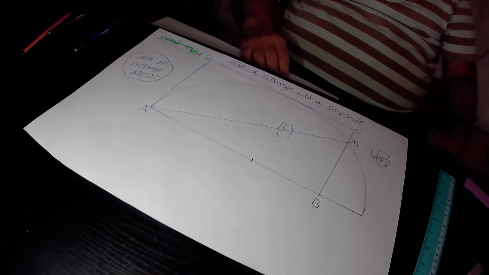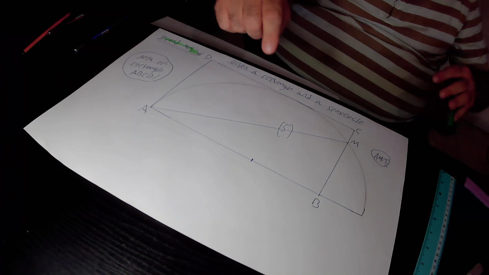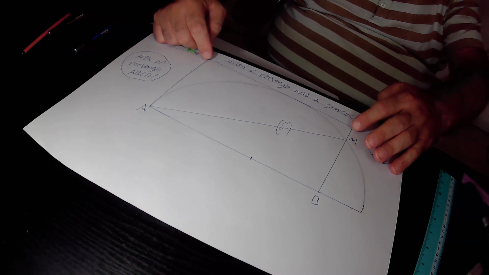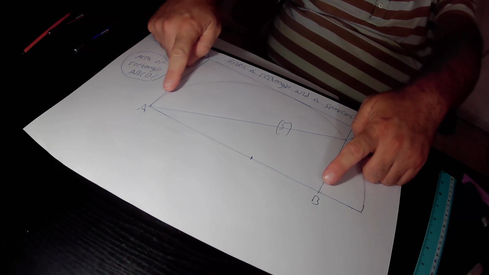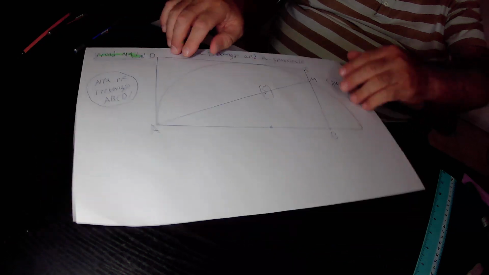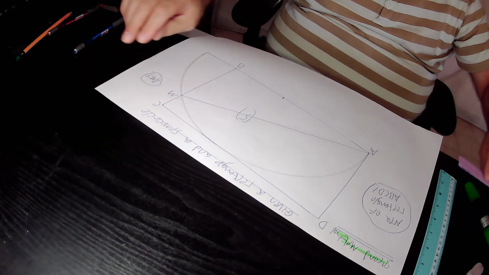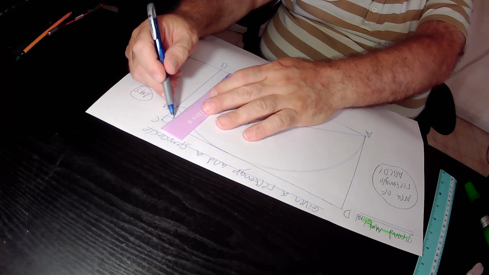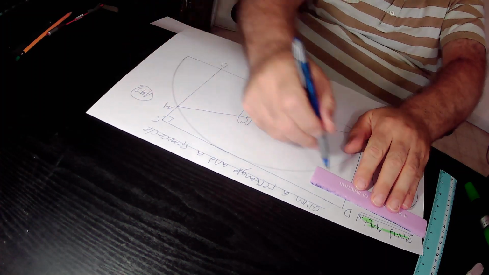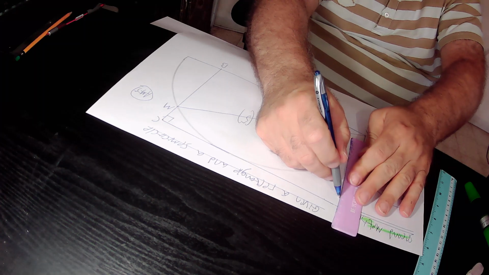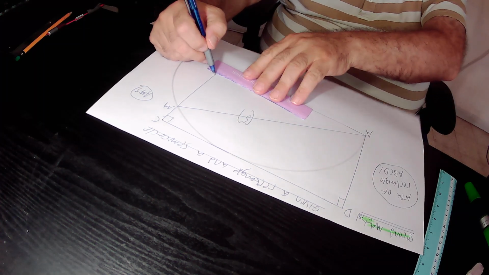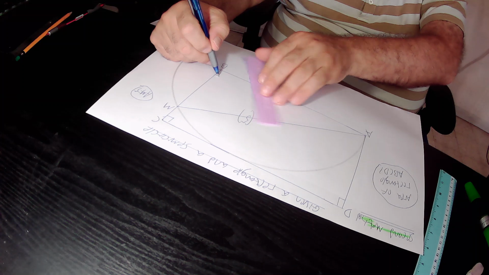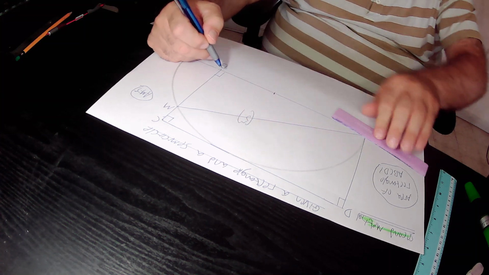So first of all, because ABCD is a rectangle, all of its four angles are right angles. So those four angles are right angles. So this is a right angle. This is also a right angle. This is a right angle. And finally, this is a right angle.